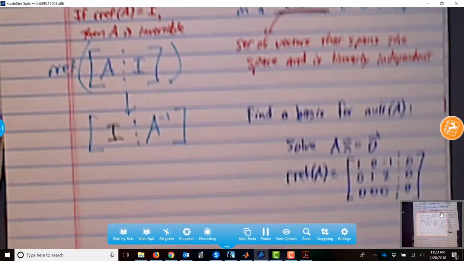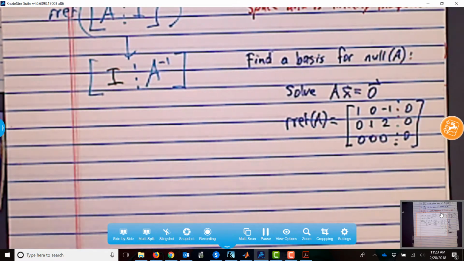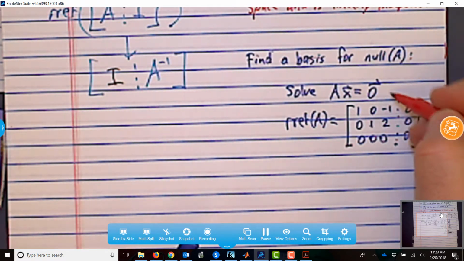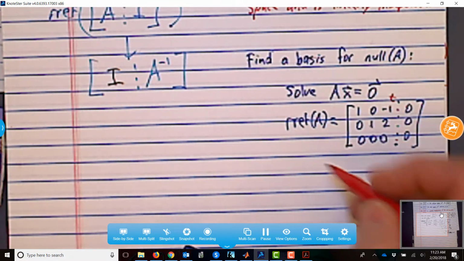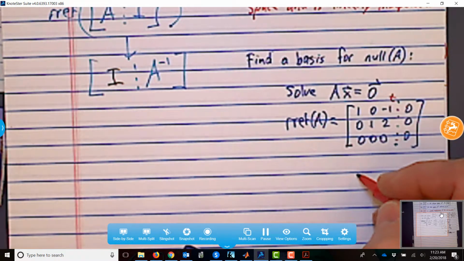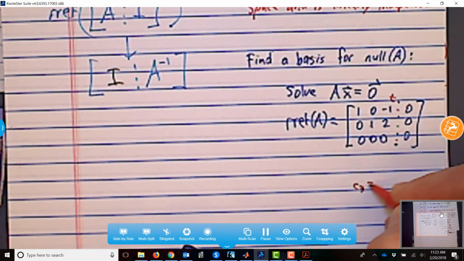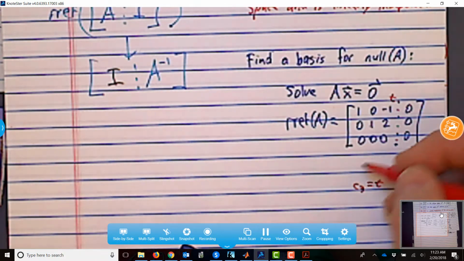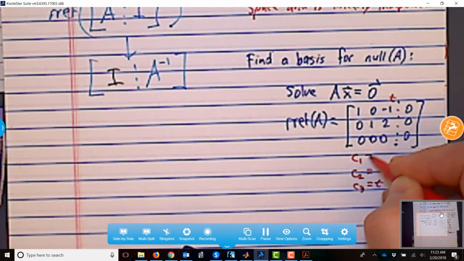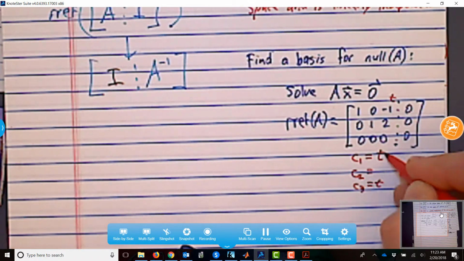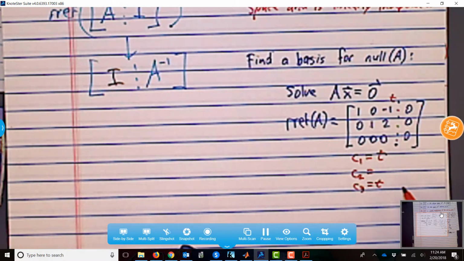And so if you think about what that says, well, it's kind of like before. There's a free variable. Infinitely many solutions. What do they look like? Well, I guess we know that C3 equals t, kind of like we had before. Linearly dependent. What about C2 and C1? I guess C1 also equals t, and C2 equals negative 2t, right? That's what we get.